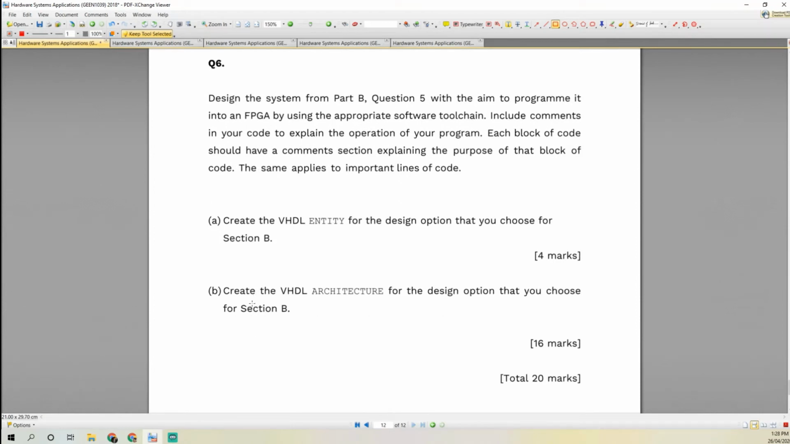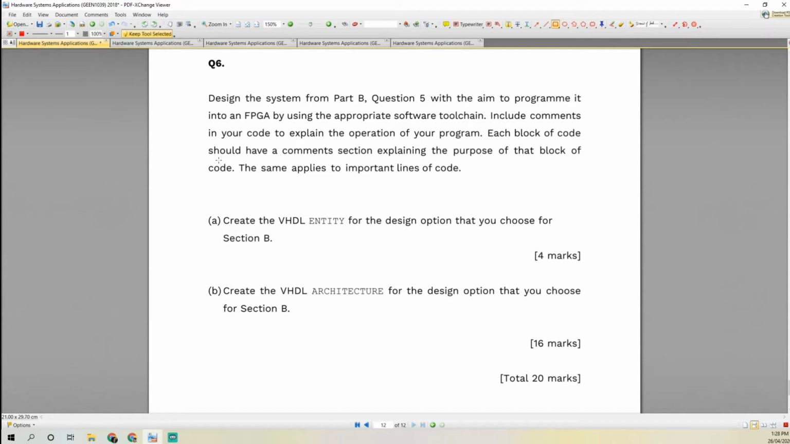Okay. The question reads, for question 6, design the system for part B, question 5, with the aim to program it into an FPGA by using appropriate software toolchain. Include comments in your code to explain the operation of your program. Each block of code should have a comment section explaining the purpose of that block of code. Same applies to important lines of code.